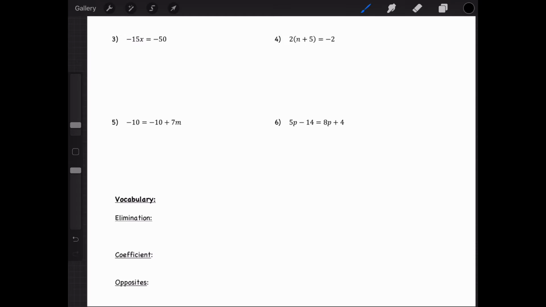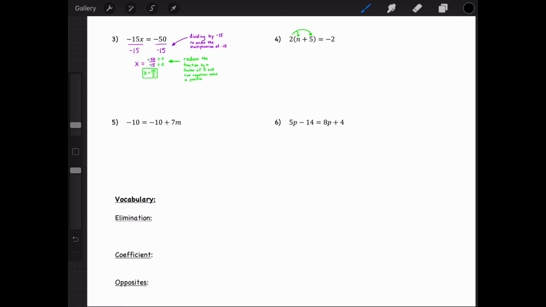For number 3, we need to get x by itself, so we'll need to undo the multiplication of negative 15 by dividing negative 15 to both sides. From here we get negative 50 divided by negative 15. The negatives cancel out, and we need to reduce both values by 5 to get our answer of 10/3.